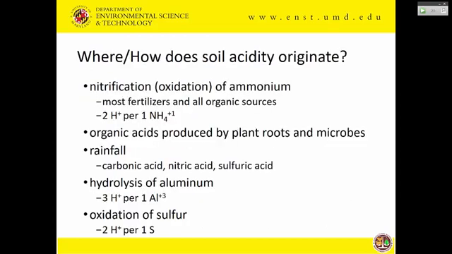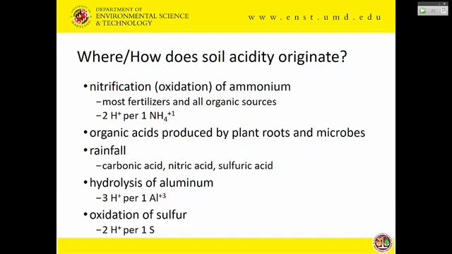So you might ask yourself, where does all this acidity come from? Why do we always have acid soils in this part of the country? Well, there's lots and lots and lots of sources of acidity. One is the nitrification, or the oxidation, of ammonium. Nitrification is just an oxidation reaction, as Dr. Tor will tell you a little bit later today. And most of our fertilizers and all organic sources contain ammonium.